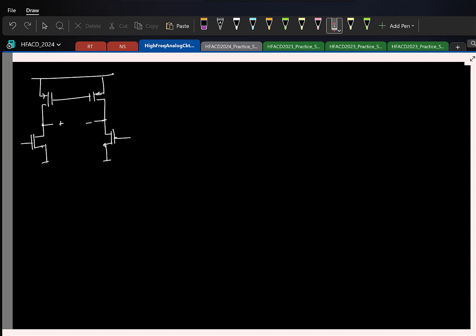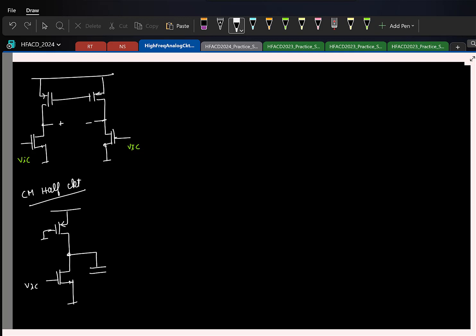Because let us say if I go and apply a common mode input here, VIC and VIC, right? So if I draw the common mode half circuit, you'll just have this guy, PMOS and NMOS like this, right? And here I'll apply VIC, okay, and this is incremental short. So now if I apply VIC, let us say at the output I have a capacitance. So let us say VIC is a step like this, right?